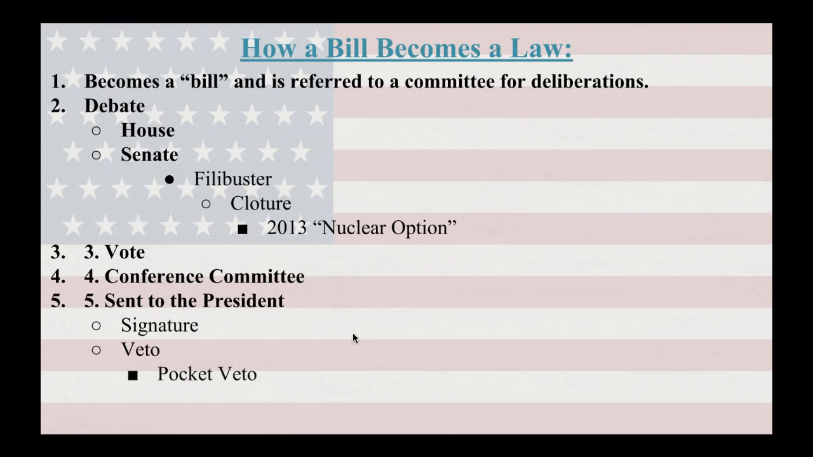Now, we get onto this pocket veto. A pocket veto means that he neither signs it nor vetoes it. He just sort of ignores it. And when he does this, if Congress adjourns in that 10-day period, then the president does not sign the bill, it dies. It doesn't become law or anything like that. If Congress is not in session, then it cannot be overridden. So that pocket veto is a way for him to just sort of ignore it and let it play out. He neither has to take any hits for signing it or for vetoing it. So he has that pocket veto sort of at his discretion as a way to help himself.